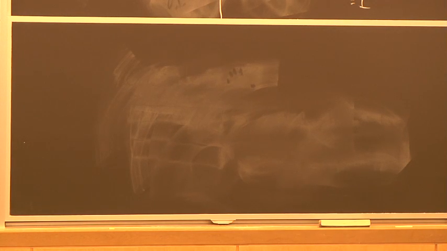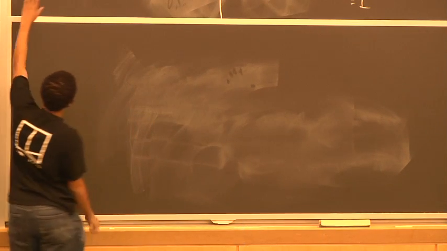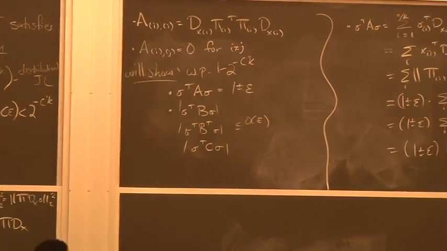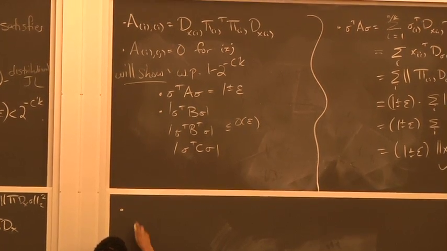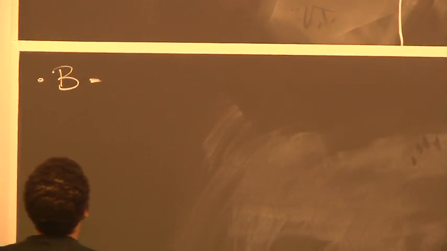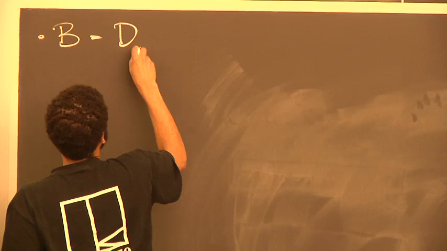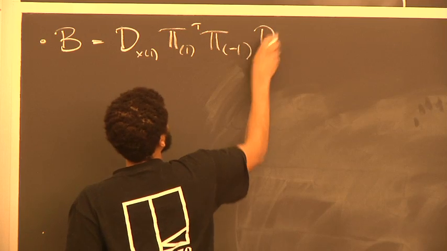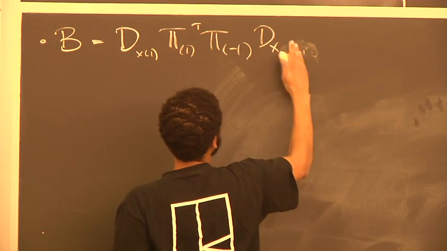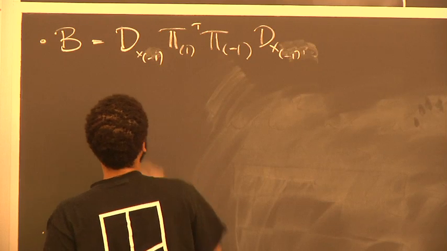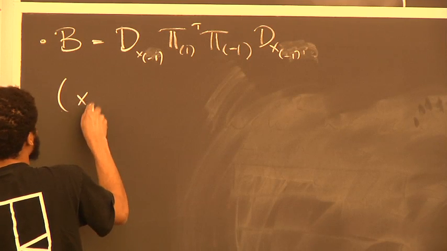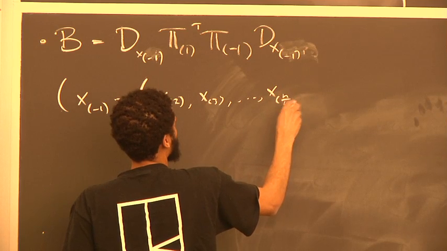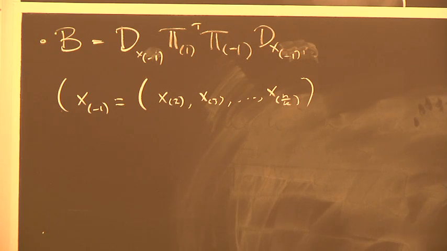Okay, so now let's deal with these other things. I'll just tell you what the game plan is. So sigma transpose B sigma. If you look at this picture, let's write what that is. Notice that B now is the same thing as D_x1 pi_1 transpose pi_minus1 D_x_minus1. Okay, what do I mean by minus 1? I mean x_minus1 is basically the vector x2, x3, up to x_{n over k}. So it's the vector you get by deleting the first block. By minus 1, I just mean the vector without the first block.